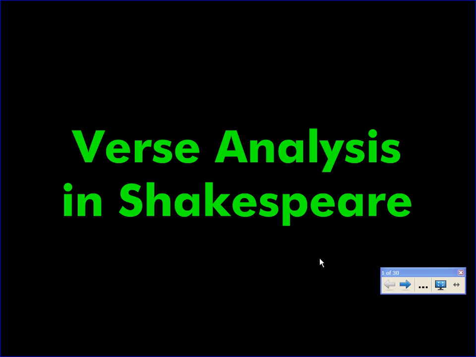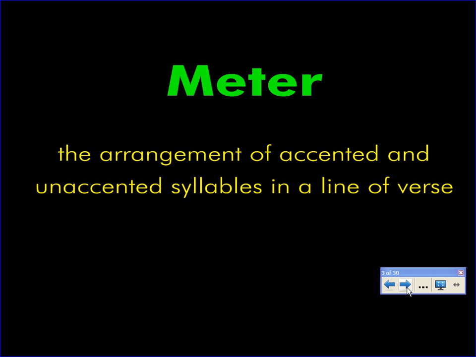So let's get into it. Some basic concepts and everything else. First of all, definitional material. Meter, the arrangement of accented and unaccented syllables in a line of verse. Meter is a measure of accents. A measure of your emphasis. Are you accenting a syllable or not accenting a syllable?